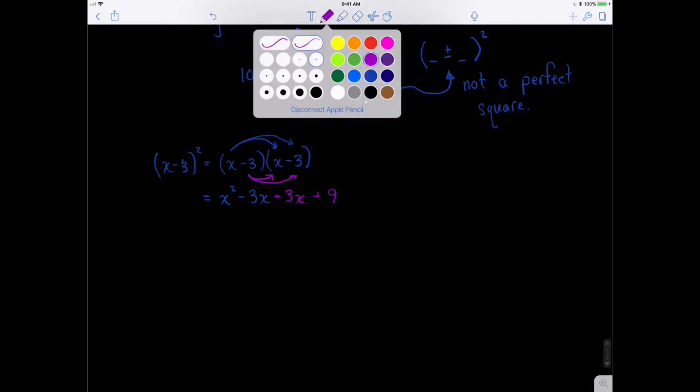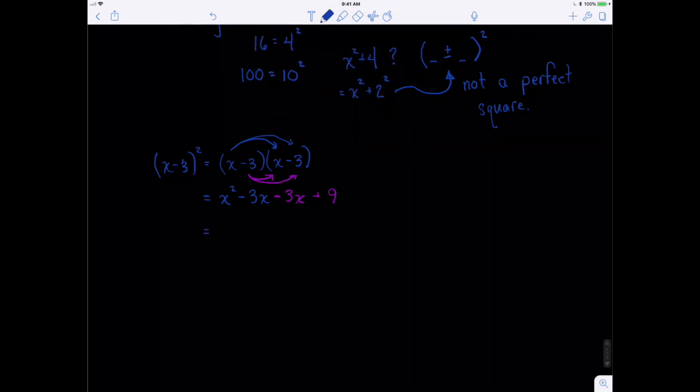And then when we put all this back together, we get x squared minus 6x. Actually, let me back up a moment. Instead of writing it as 6x, notice I have a minus 3x and then a minus 3x. I'm going to write it as 2 times the minus 3x plus 9. And your final form that you're most comfortable with is x squared minus 6x plus 9.